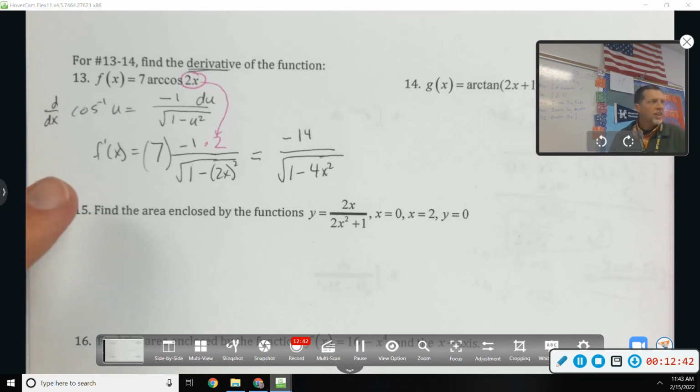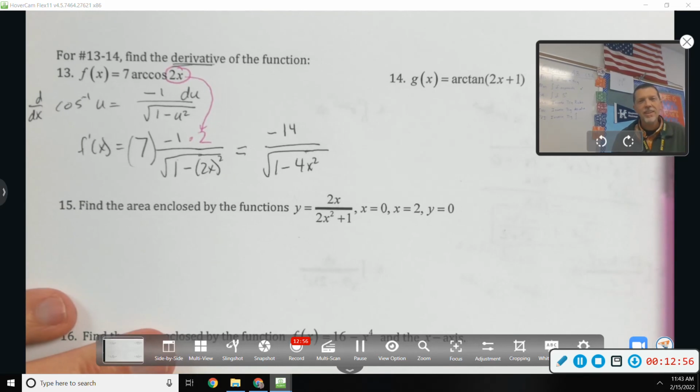Plus c on that? No. Why not? Because it's a derivative. That's a derivative, not an antiderivative. But you'd be surprised. When we start doing both, people get confused and they start putting plus c's on everything. Derivatives were last.